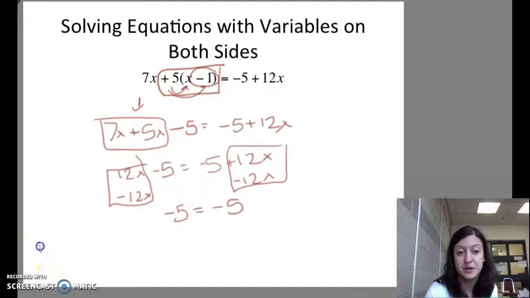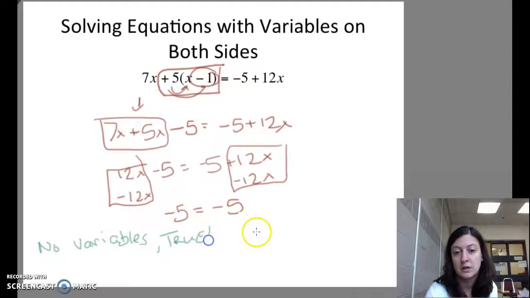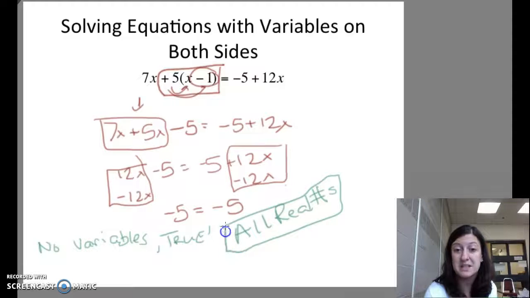So when there's no variables and it's a true statement, that means all real numbers. Every single number. All real numbers means every single number that you could plug into this equation is going to work. It's going to be true.